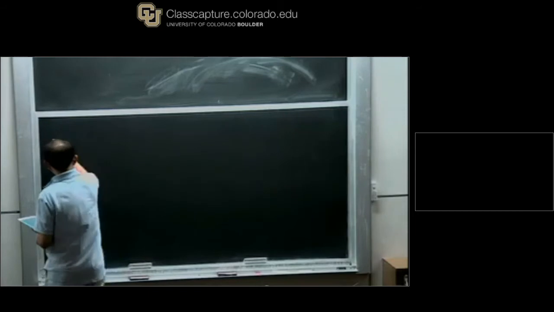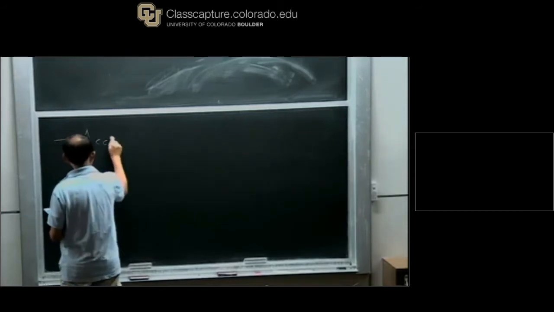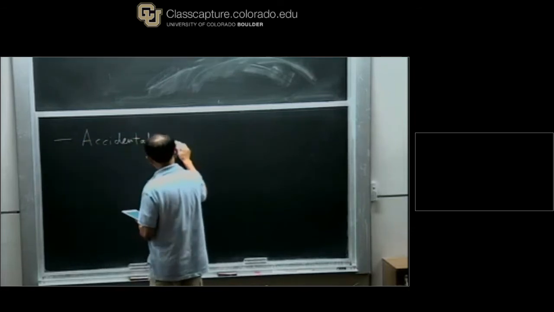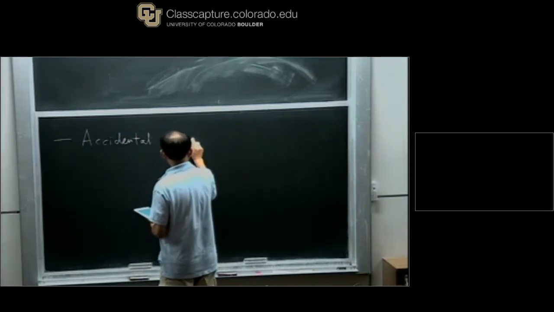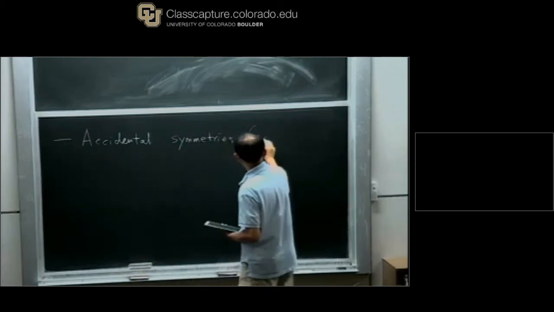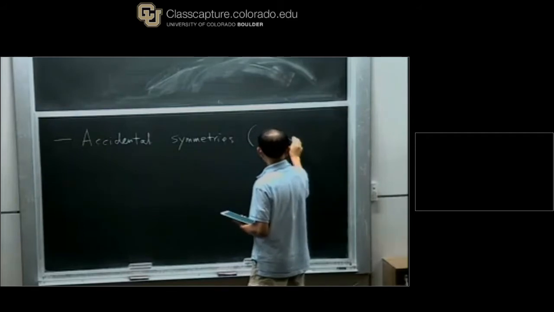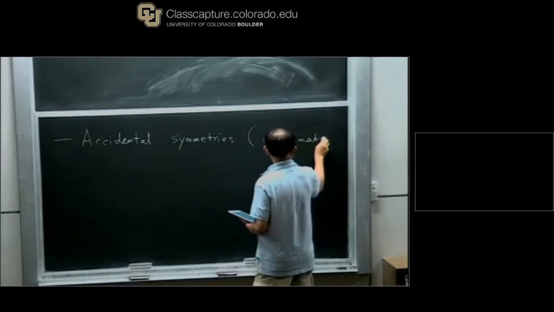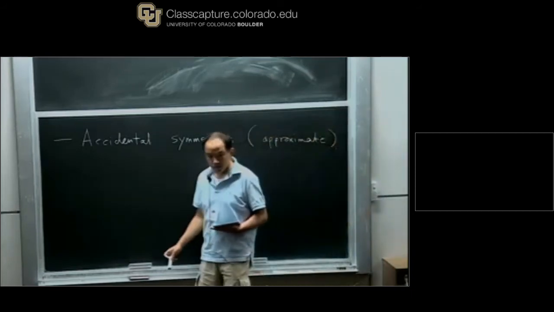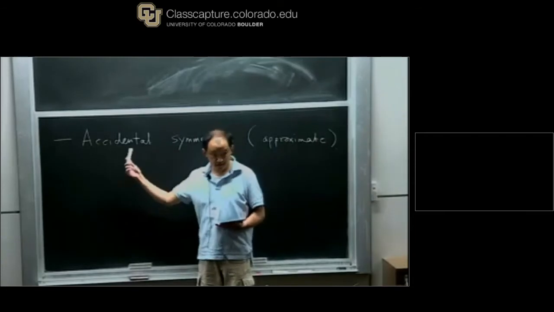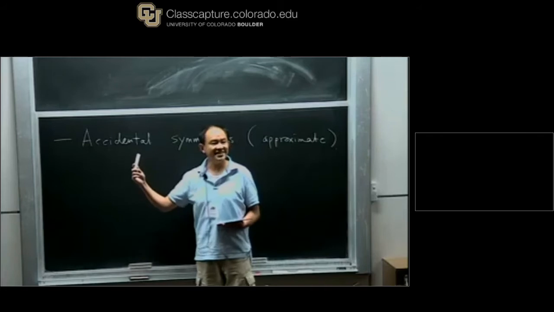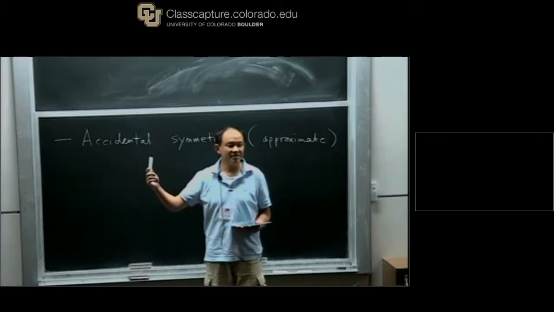This is what I really wanted to spend some time talking about: accidental symmetries. They are approximate. First of all, does everybody know why they are called accidental? Why are they called accidental? What symmetry is accidental?